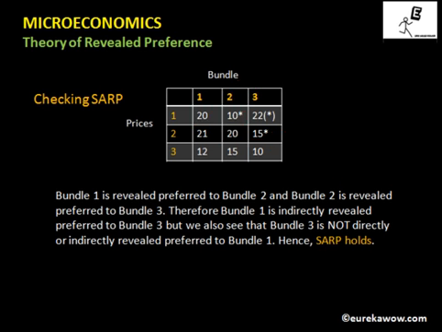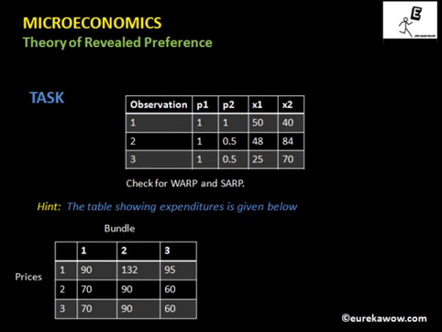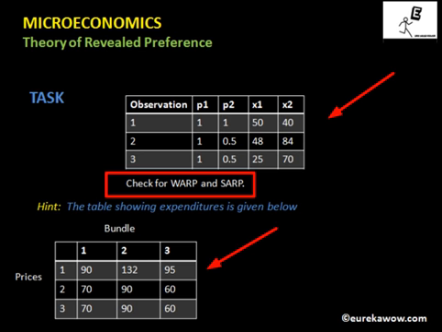Now we will look at a simple question which will essentially be a task for you. So this is the question. Again, this is the observation table that has been given to you, and what you have to do is check for WARP and SARP. However, I've given a small hint for you. I have drawn the expenditure table for you, and you just need to draw the asterisks and the asterisks within those parentheses as indicated in SARP, and you need to see whether WARP and SARP hold in this case.